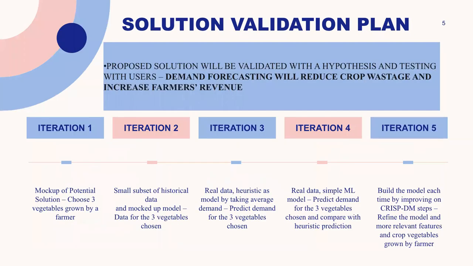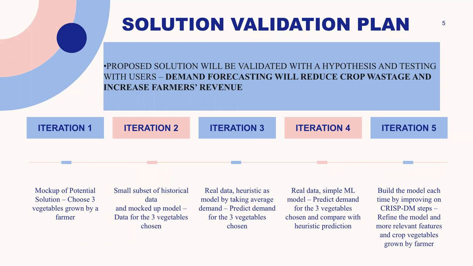Now to validate our solution, we will have to develop a hypothesis and test it with the users. So what we want to look at as hypothesis is that this demand forecasting will reduce crop wastage and it will increase farmers' revenue. So we'll go through multiple iterations to validate our solution.